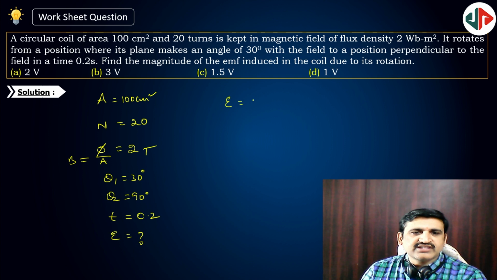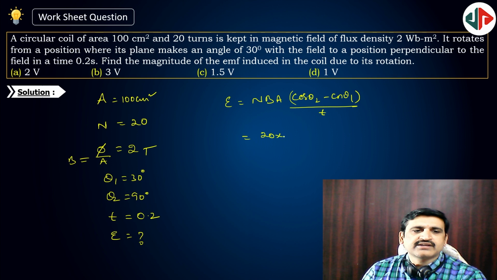Induced EMF E is equal to NBA (cos theta 2 minus cos theta 1) by time t. Number of turns is 20, B value is 2, A is area 100 into 10 to the power minus 4. Cos theta 2 is cos 90, value 0, minus cos theta 1. Cos theta 1 will be cos 30, root 3 by 2, by time 0.2.